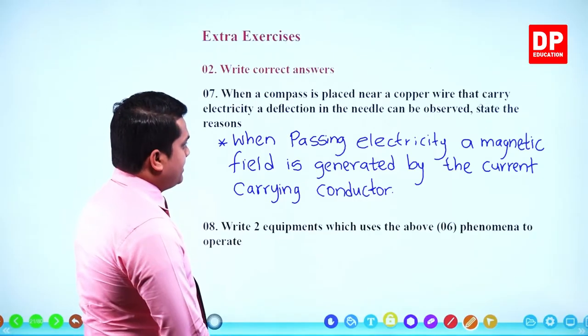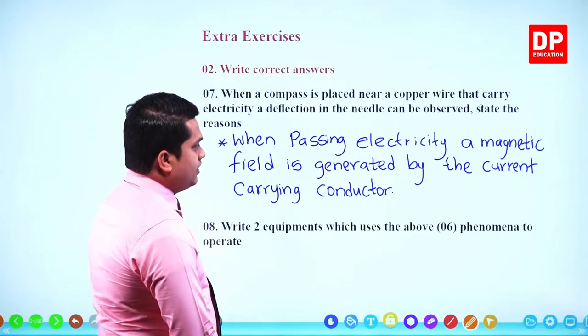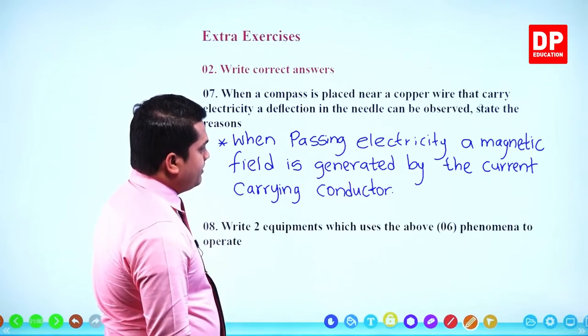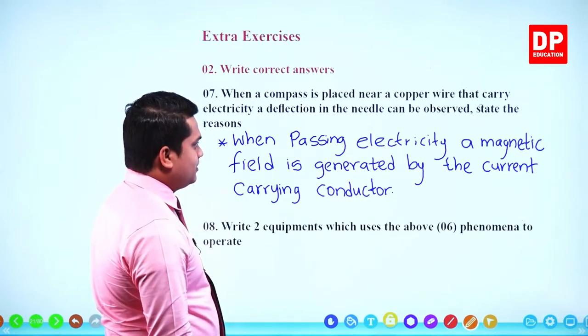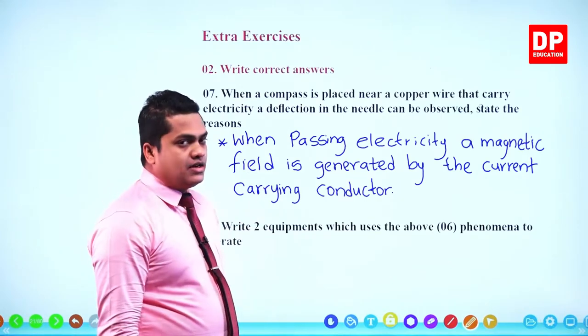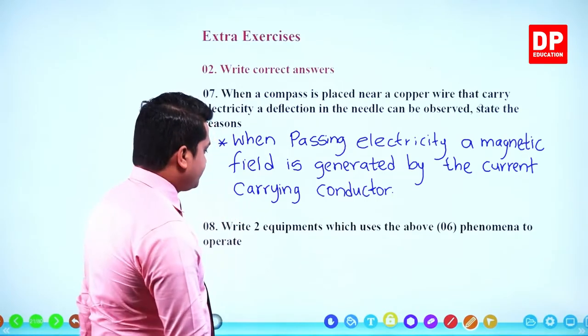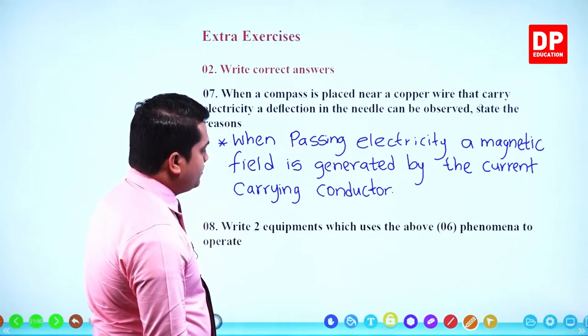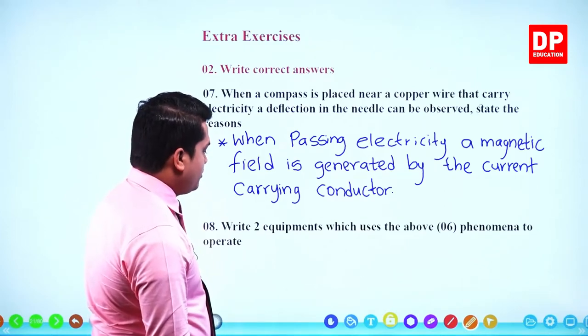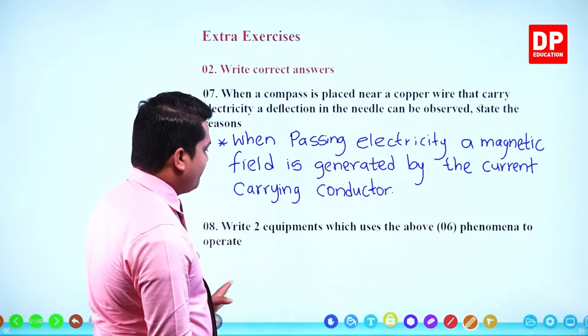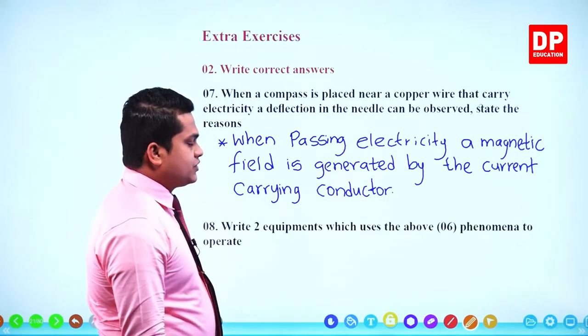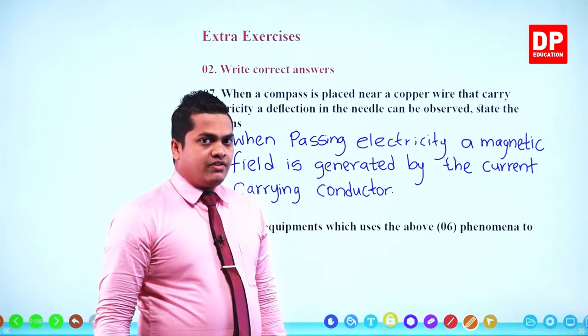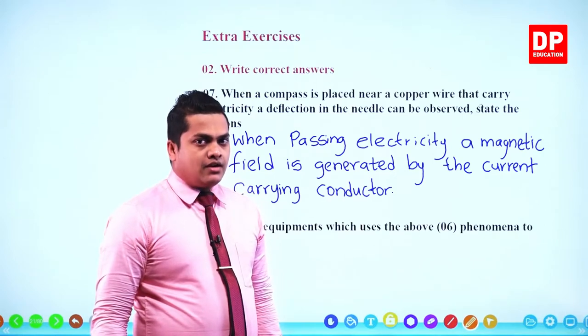So, my dear children, when passing electricity, a magnetic field is generated by the current carrying conductor. That's why the compass needle is going to rotate. Write two equipments which use the above sixth phenomena to operate. Two equipments. So, you can write any two equipments which use the magnetic effect.